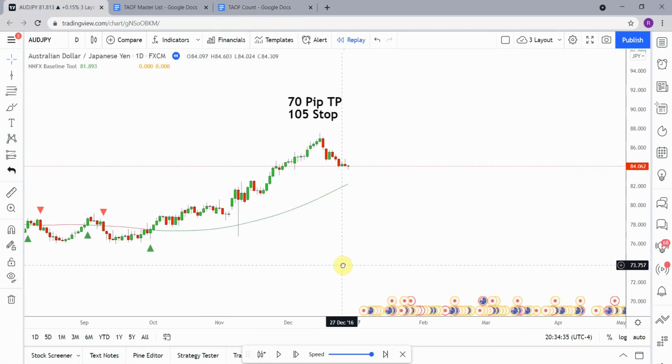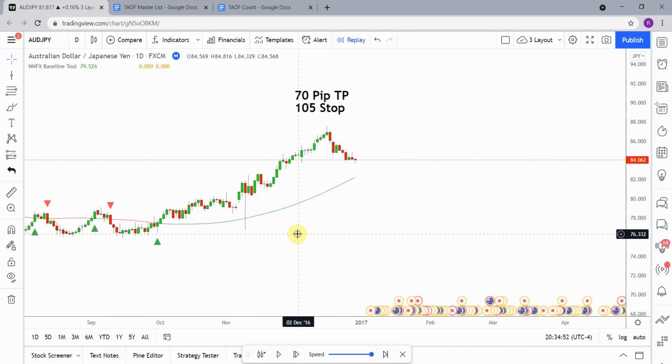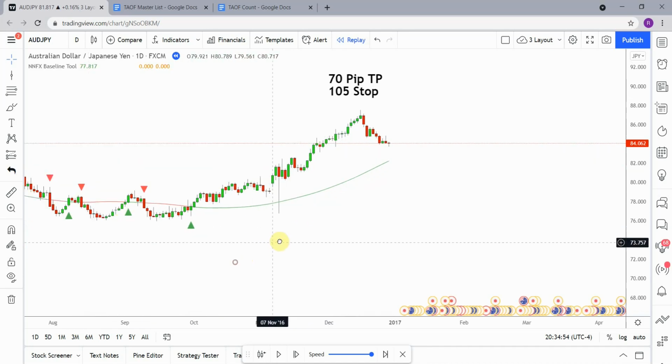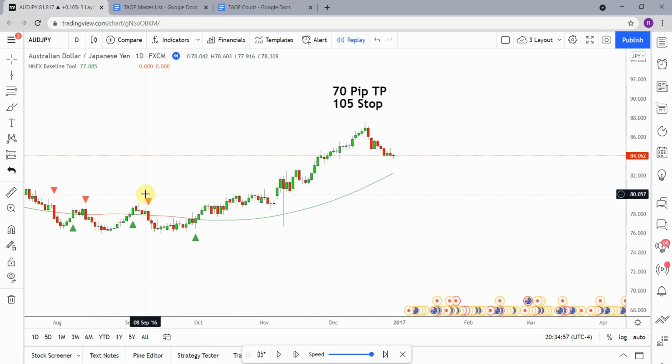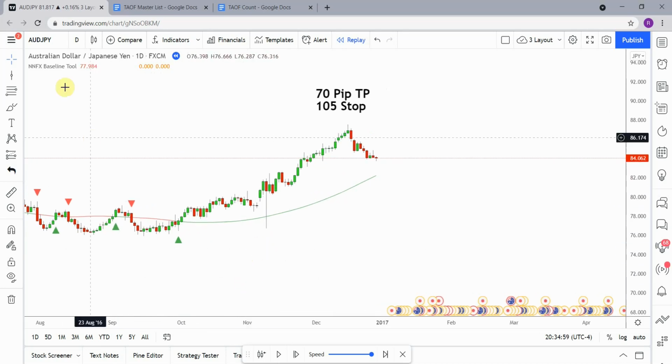Alright, so today's indicator is the NNFX baseline indicator. We've tested this one a few times already. Basically what it is, it's an indicator that allows you to plug in different oscillating lines or different moving averages and plot them on screen with these arrows to go long and short.